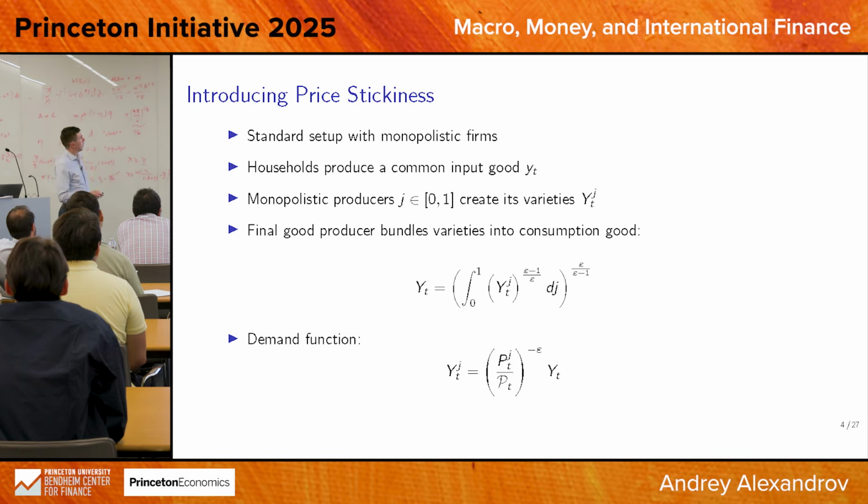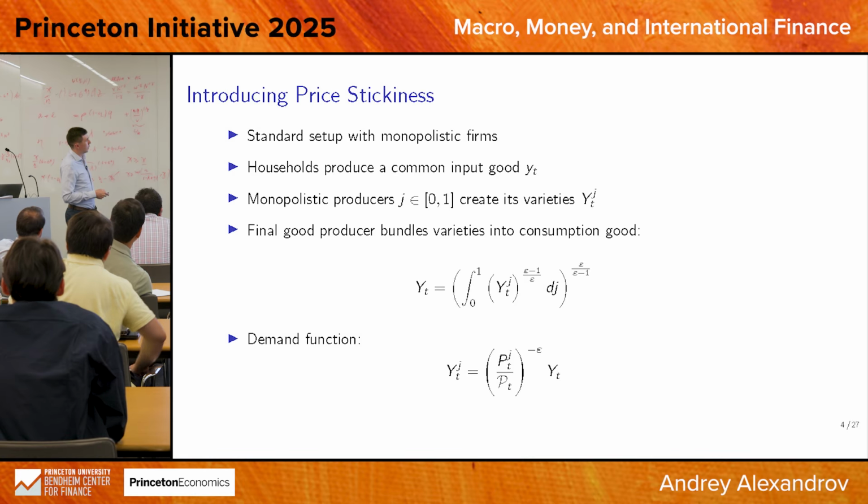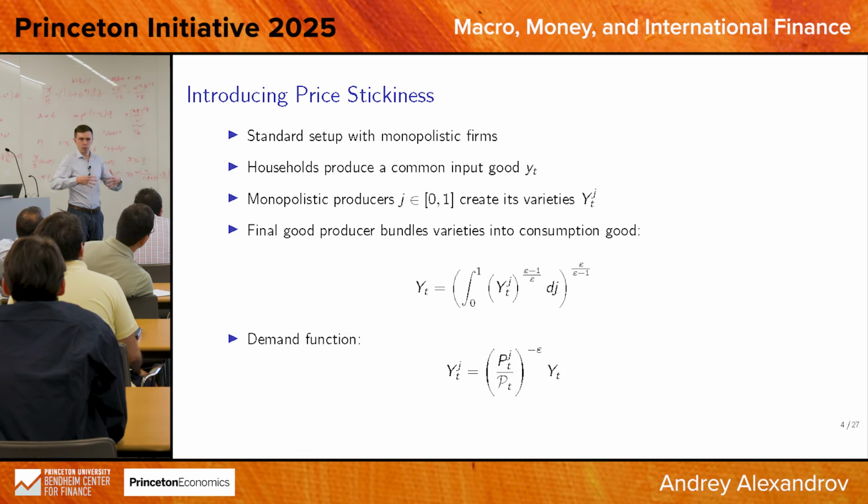And this common input good, they will be selling to the monopolistic producers, and each of these individual monopolistic producers is going to be adding a variety to that common good. I'm not sure if apples is a good analogy here, but they all make the same apples, and then the monopolistic producers make whatever. They bake them, they make juice, they cut them in slices. And then once they've added all these varieties, they sell it to the final good producer that bundles all of that apple stuff into one nice lunch, I don't know. And it does so according to the CES aggregator, as standard.